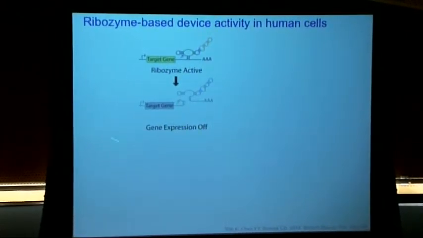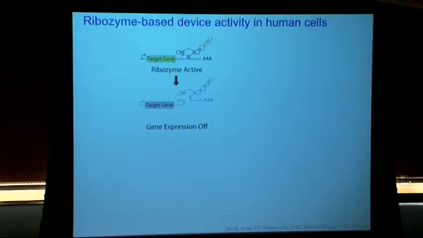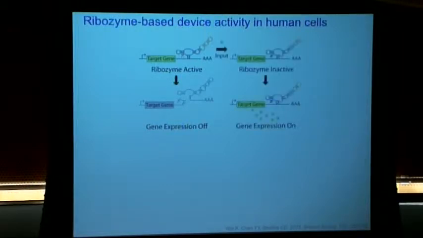So again, if we come back to our ribozyme design, we would have our RNA device, which is here. When the ribozyme is active, it cleaves the transcript, and that will inactivate the transcript, so gene expression would be turned off. When your ligand molecule is present, that will shift the ribozyme into this alternative conformation where the ribozyme is inactive and gene expression is on.